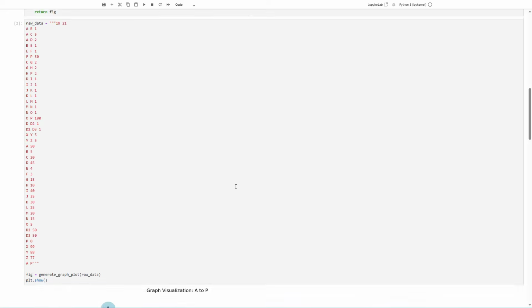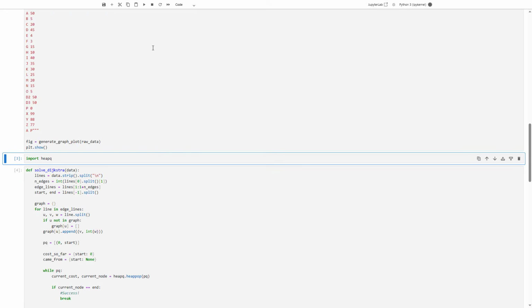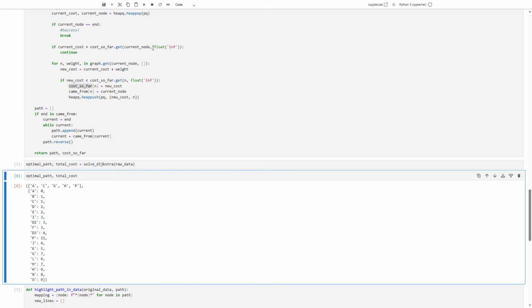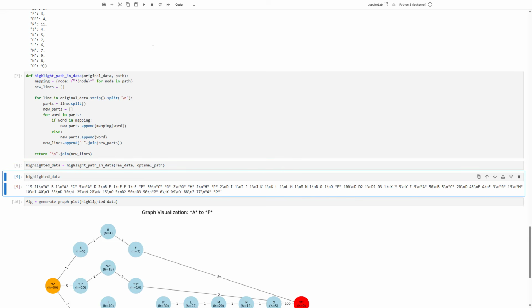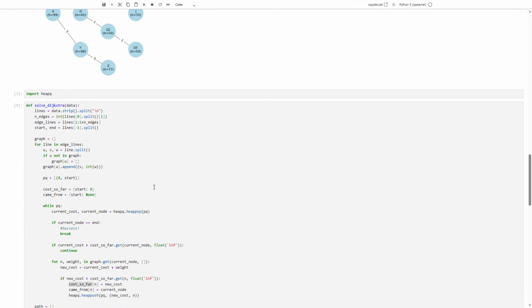So let's see what we have so far with Dijkstra: the raw data, the solving, the optimal path, highlighting, and then here this was our highlighting of the data. You see this was the Dijkstra path A, C, G, H, P. And now we're going to rebuild this one from Dijkstra into A star. So bear with us for the A star.